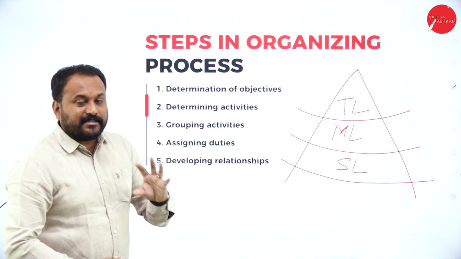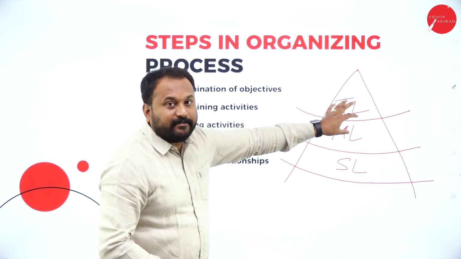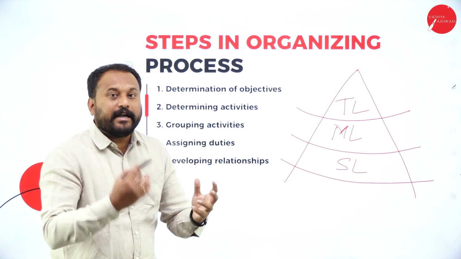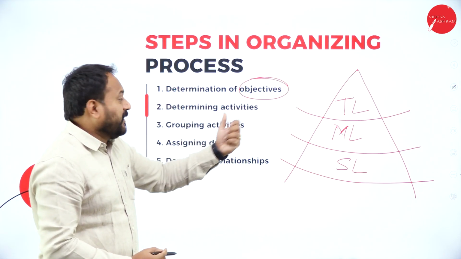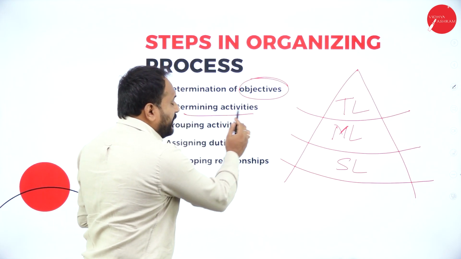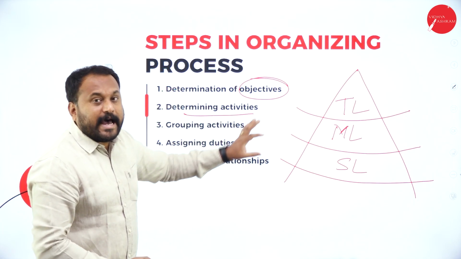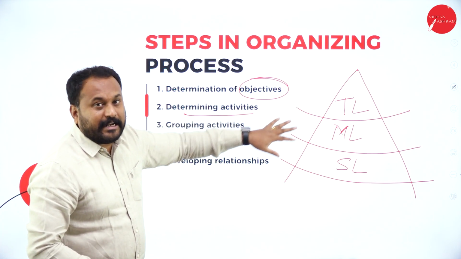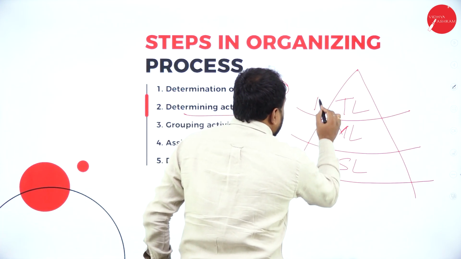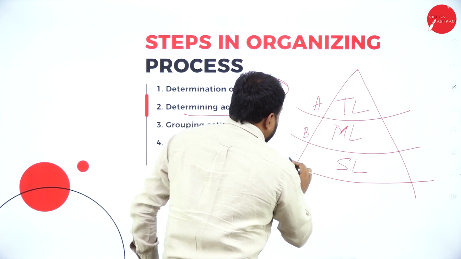Now, in organizing, the top level will plan what exactly the objective is. Then they are going to determine the activities involved. The group activities are divided and then assigned to many people. Now, for example, here we have a person A, B and C.